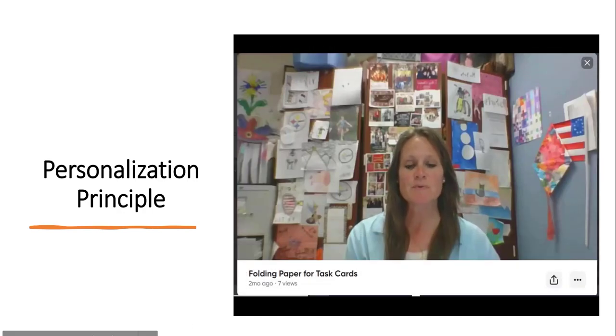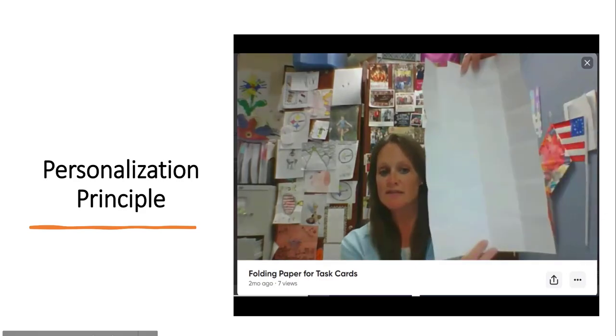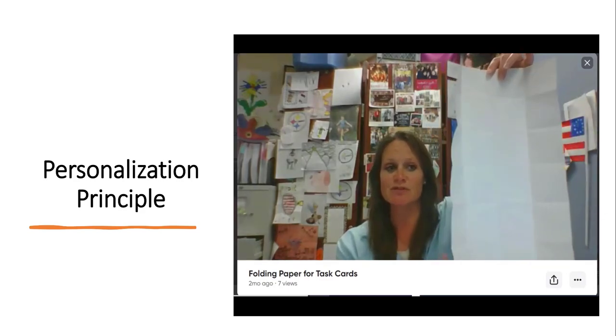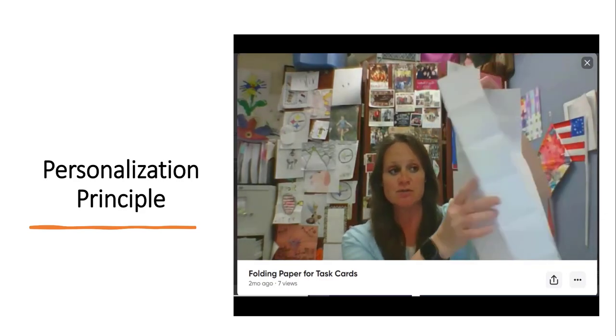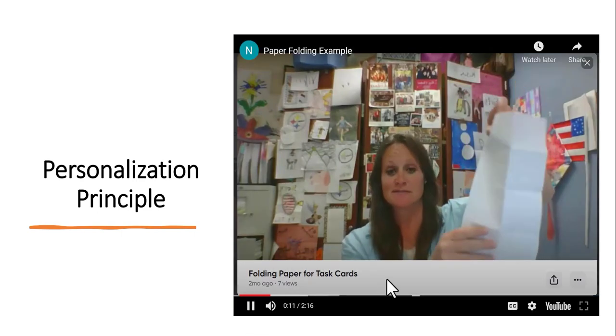Hi there, fifth graders. We are going to fold this long sheet of paper into 12 different sections. So the first thing you're going to do is fold it.